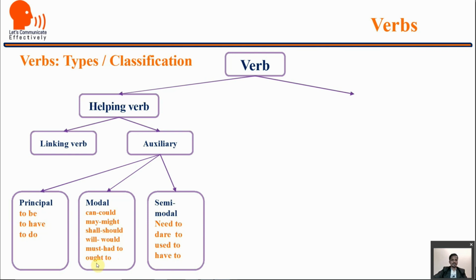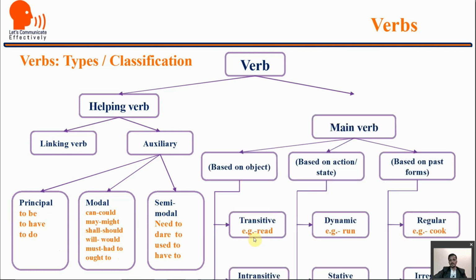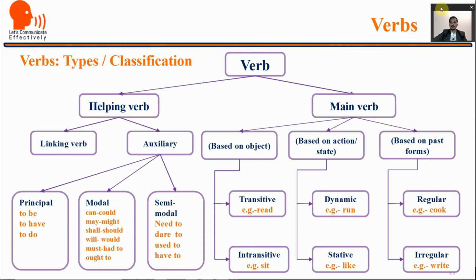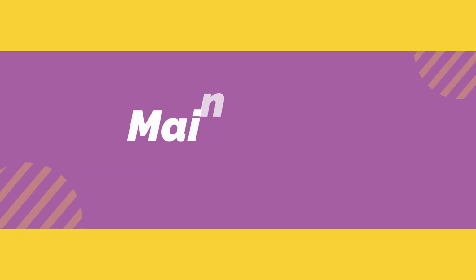We are going to see the usage of all those, the forms of principal auxiliaries as well, and the usage of modal and semi-modal auxiliaries. The second type of classification is main verbs. Main verbs are divided in three categories: based on object, based on action, or based on past forms. Based on object, transitive or intransitive; dynamic, stative; regular and irregular. Regular like cook, cooked, cooked; irregular, write, wrote, written. We will see each in detail.